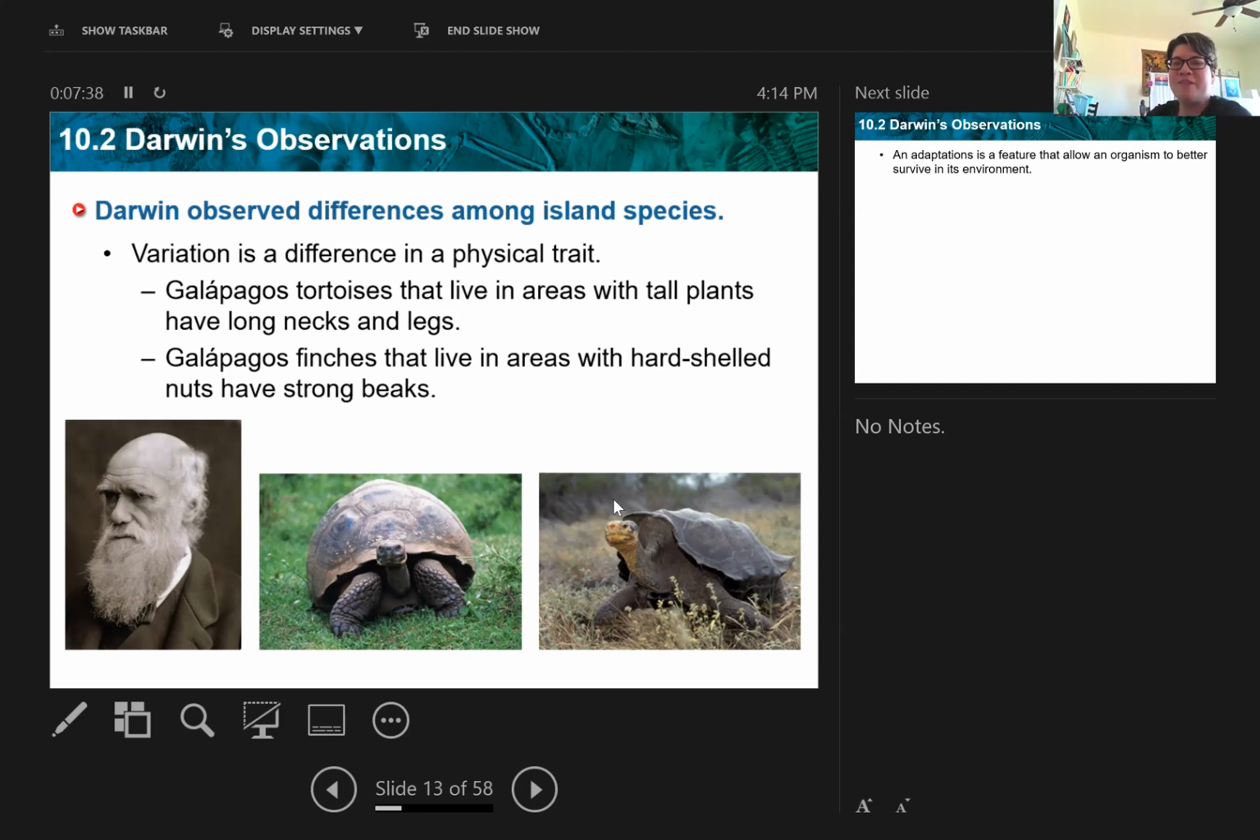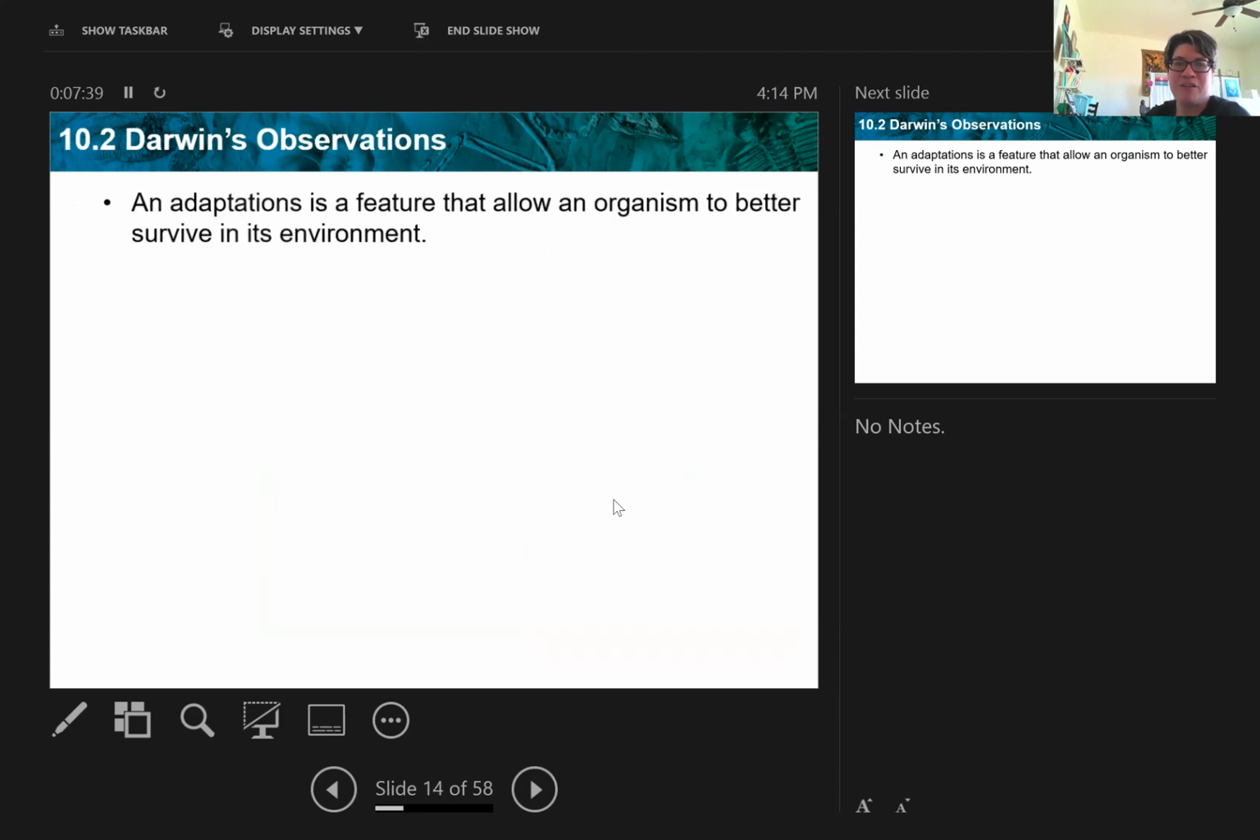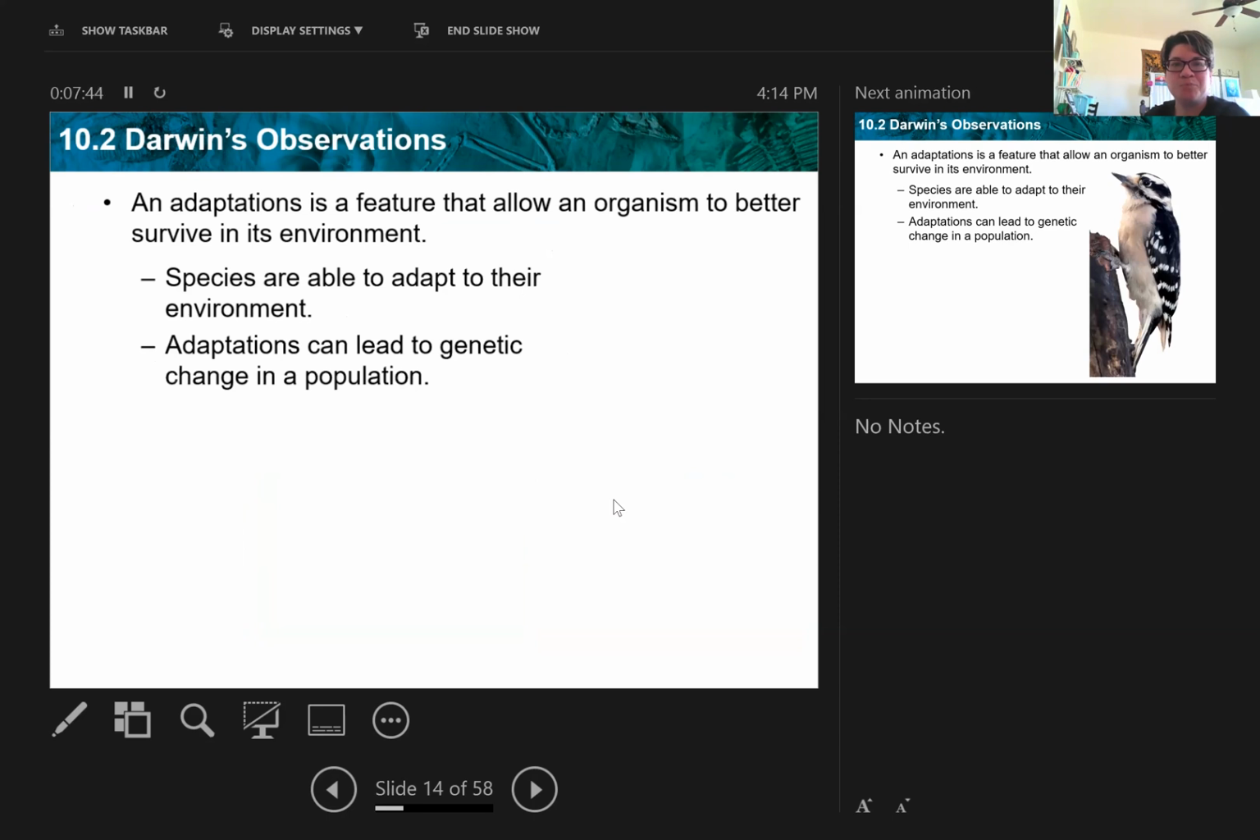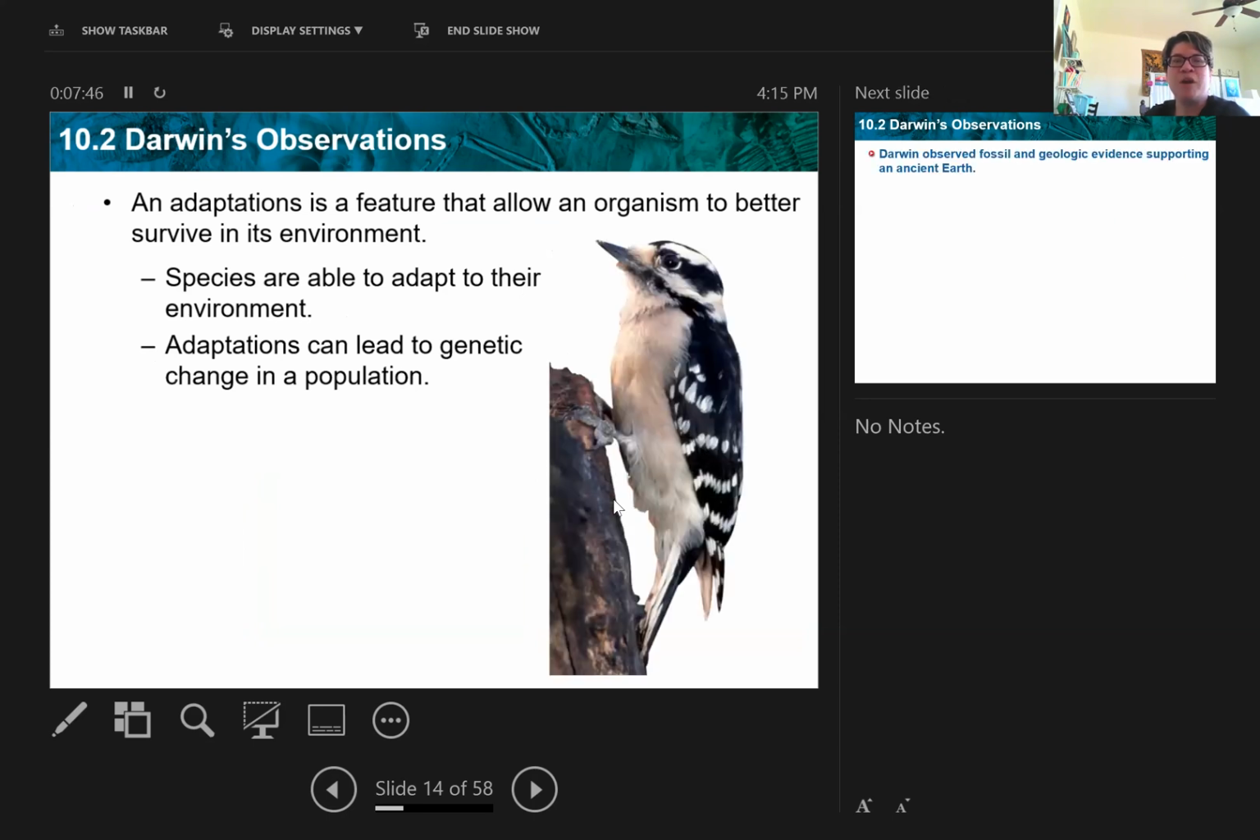So this got Darwin thinking. He really was reflecting on this. He noticed other things about them too. And so one term that we need to know is what an adaptation is, and you have questions on this. That's a feature, like a trait, that the organism has that helps it to survive better. And these organisms can survive over many generations. So one individual cannot adapt. It has to be over many generations that they're forming these adaptations. And this can lead to a genetic change.